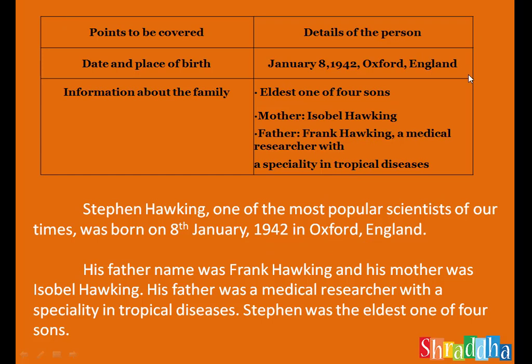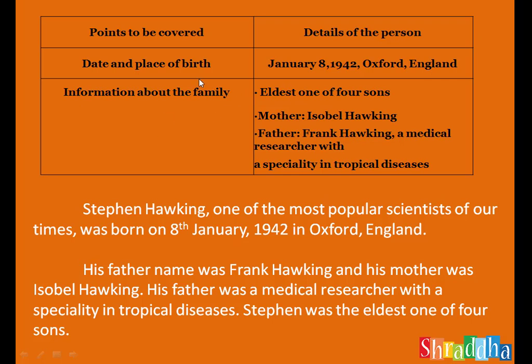This hint is written in the form of a sentence. You see, on January, all the prepositions also you have to provide. Stephen Hawking, one of the most popular scientists of our times, was born on 8th January 1942 in Oxford, England. This is a defining or non-defining relative clause. You can write directly Stephen Hawking was born on, but we want to give more information about the person, so we are adding this: one of the most popular scientists of our time.